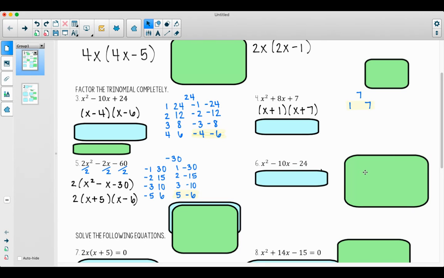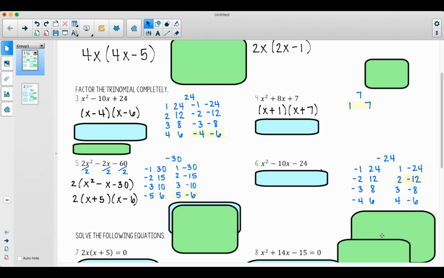Here, one number is going to be positive, the other one's going to be negative to help me figure out what's going to get me to that negative 10. The only combination that's going to work is 2 and negative 12. So I write x plus 2 and x minus 12. I can always multiply this binomial times binomial and make sure I get that original trinomial back.